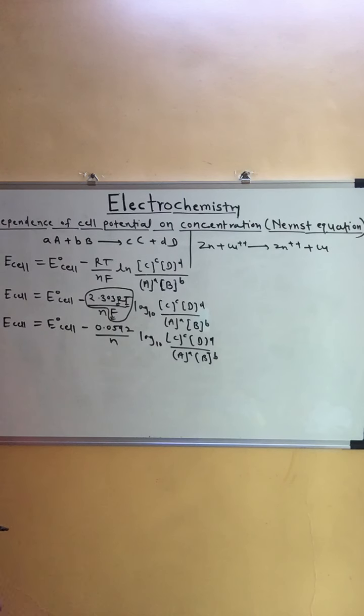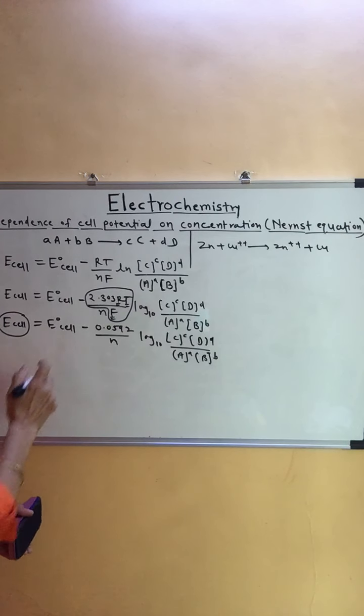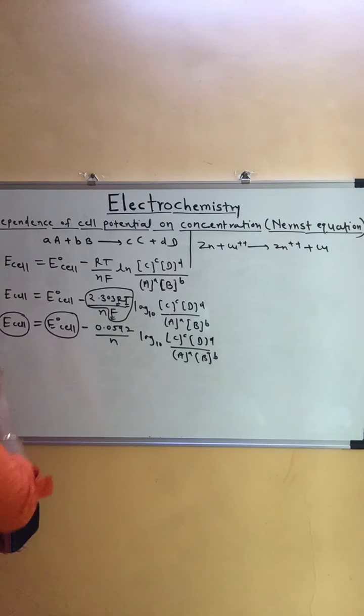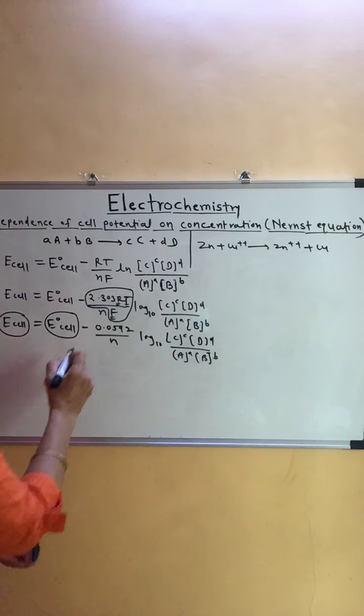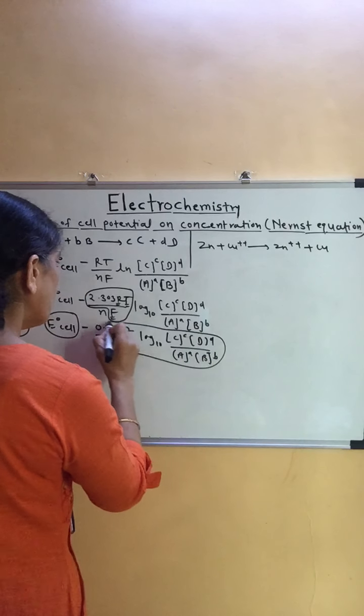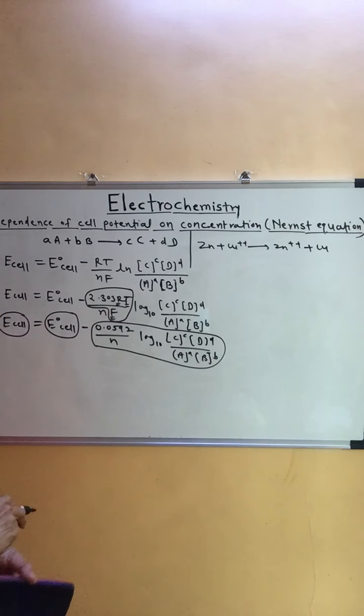Just see the equations carefully. Now if you observe the equations carefully, the left hand side of the equation is the cell potential under non-standard conditions. The right hand side of the equation has the cell potential under standard conditions, and this is the correction factor between both the potentials.